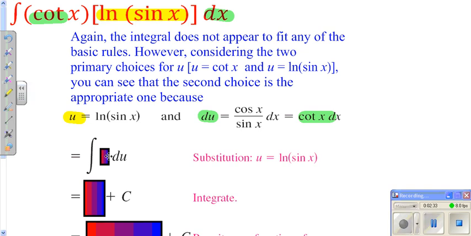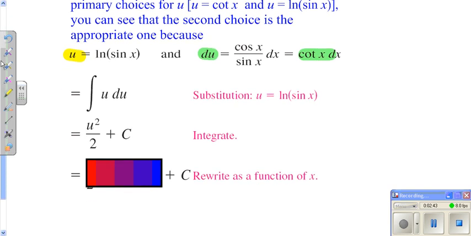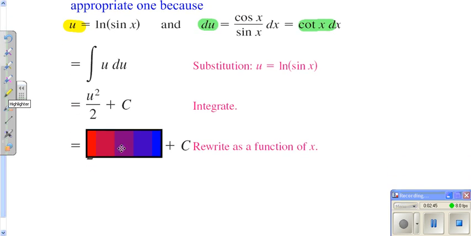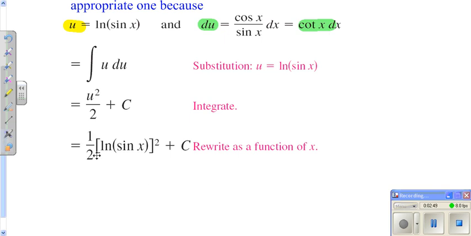So it's really just your integral of u du. Well, you know when you integrate a u, you're going to have to increase your power by 1, put a half in front. Then all you have to do is substitute in what u is. It's just your natural log of sine of x, all squared on top, times a half, plus your c.